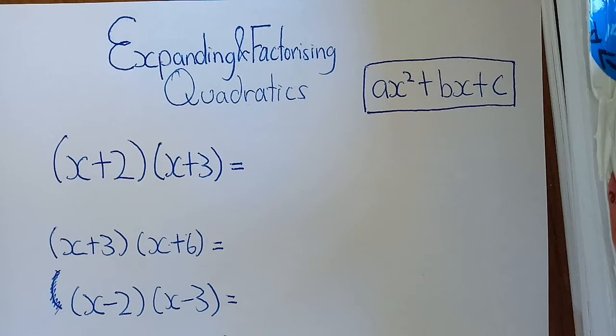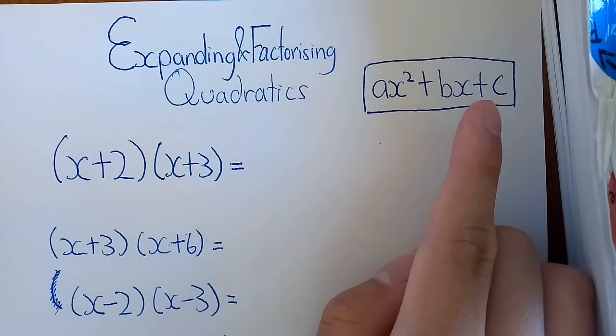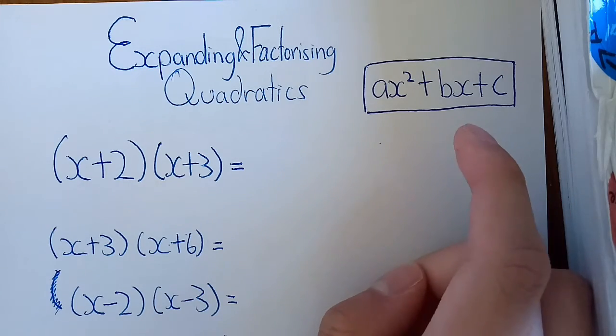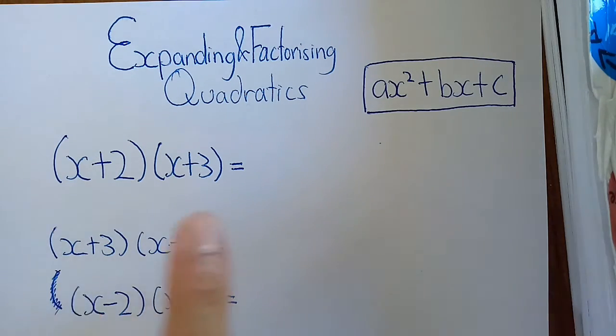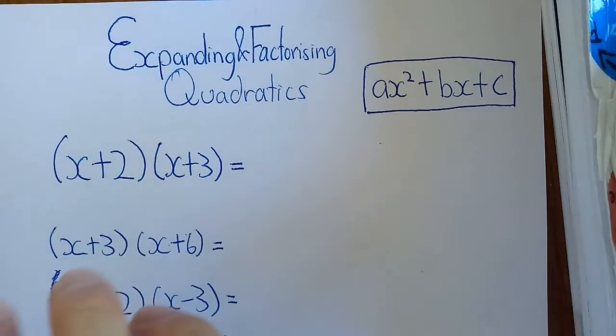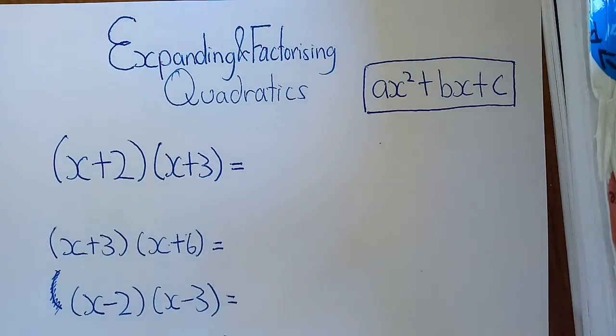So all quadratics will be in the form of ax squared plus bx plus c. This is the expanded form. It's what it will always look like. And a not yet expanded quadratic normally looks like this. Instead of having a value on the outside, we have two brackets that we need to multiply out.